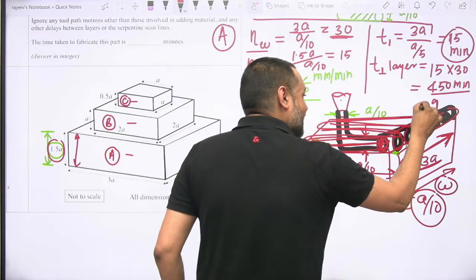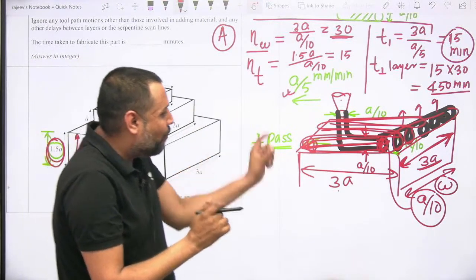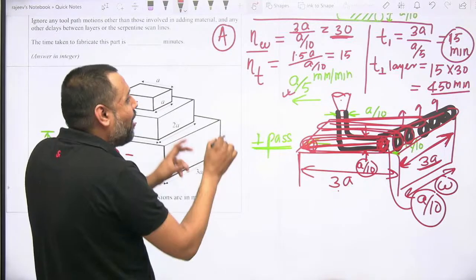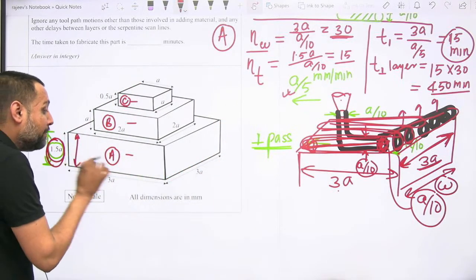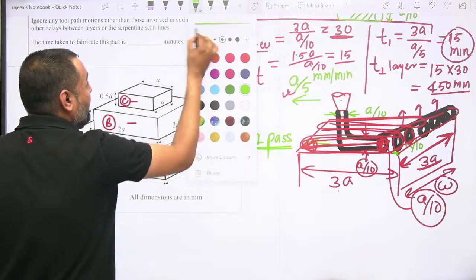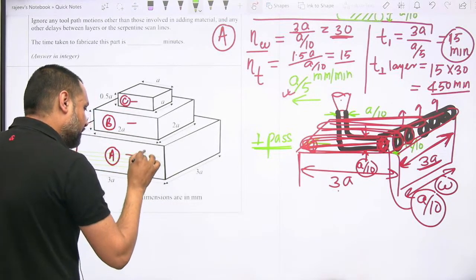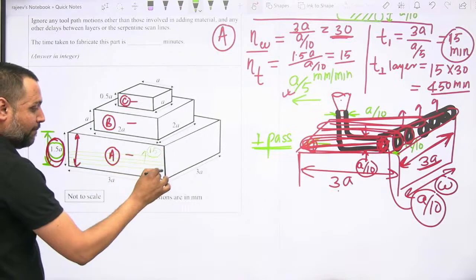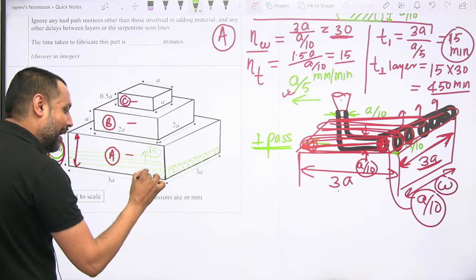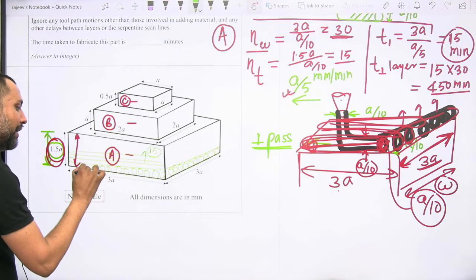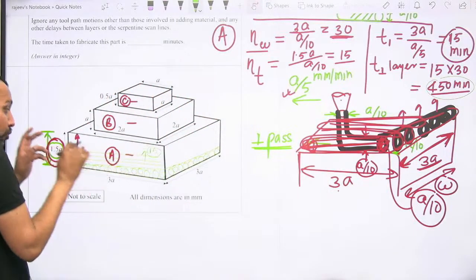In the thickness direction, how many layers have to be made? This 1.5 is the total thickness. Once you are making A by 10 thickness, you have already calculated that 15 layers will be there in block A. One layer, second layer, third layer, and that way. Total how many layers? 15 layers. To deposit one layer, how much time is being taken? 450 minutes is being taken, and that's how you have to deposit to make part A.